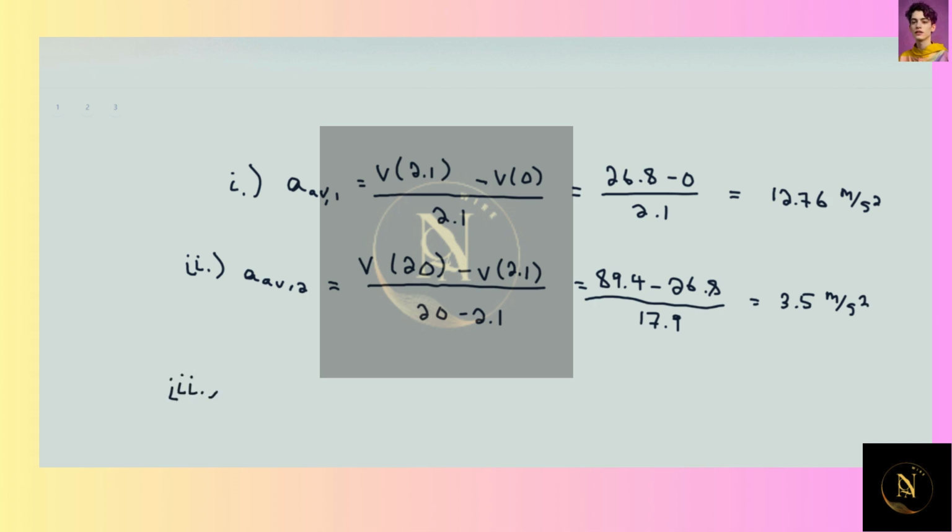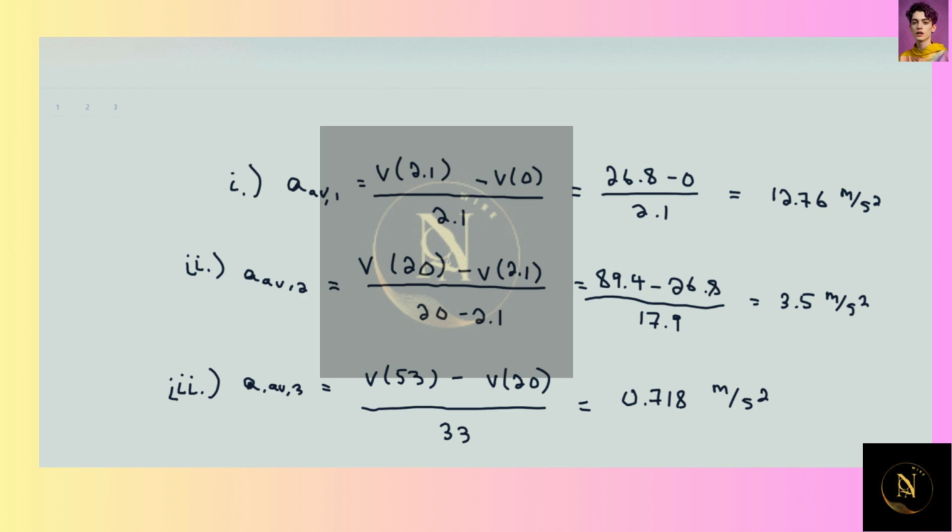And then lastly, the average acceleration of the last bit is velocity at 53 seconds minus velocity at 20 seconds over 53 minus 20, which is also known as 33. Plugging in the values here similar to the previous steps, I get 0.718 meters per second squared.